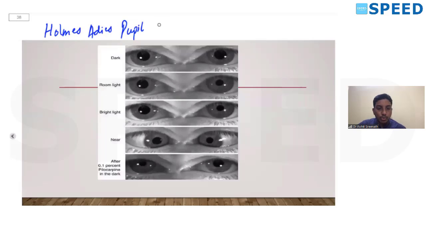So Holmes-Adès pupil is because of the denervation of the post-ganglionic parasympathetic nerve fibers. What did I tell you? The post-ganglionic parasympathetic nerve fibers from the ciliary ganglion travel via the short ciliary nerves. So involvement of either the ciliary ganglion or the post-ganglionic parasympathetic nerve fibers, mainly your short ciliary nerves or the posterior ciliary nerves, will result in the Holmes-Adès pupil.